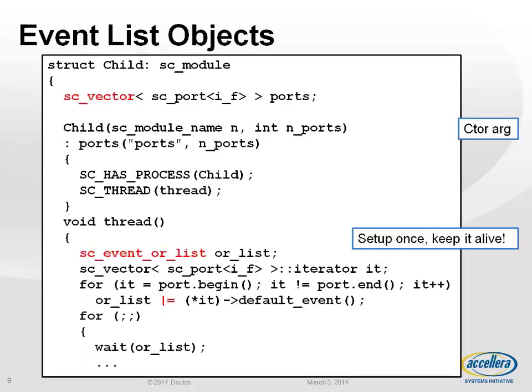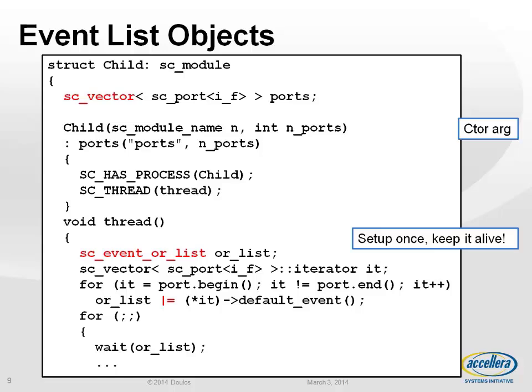So event or lists come into their own wherever you have a module with a parameterized number of ports, and you want to make a process sensitive to that parameterized number of ports. So the classic situation is exactly that. You've got a SystemC module, you've got an arbitrary number of ports, so it could be a multi-port, it could be an array of ports. Now in the current version of SystemC, we'll use an SC vector of ports.